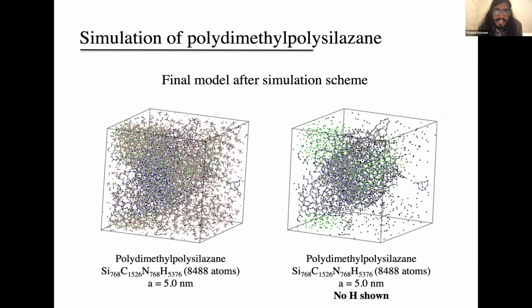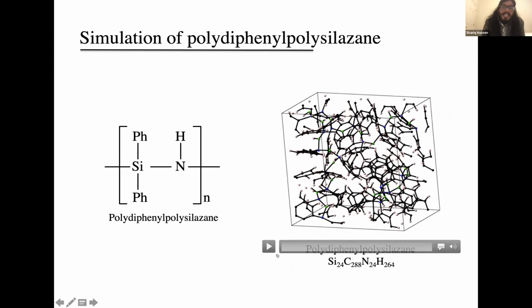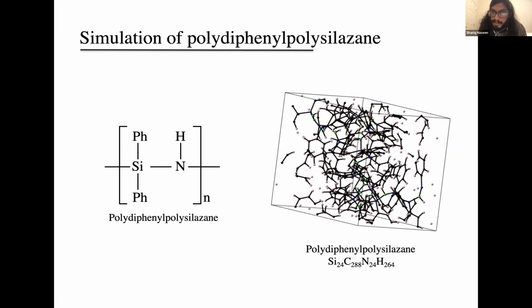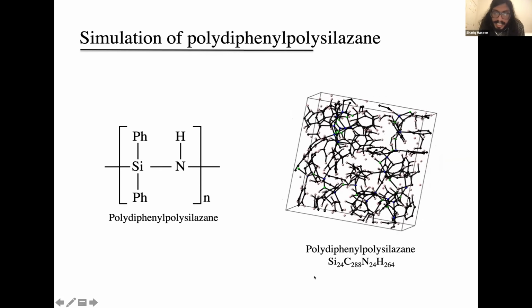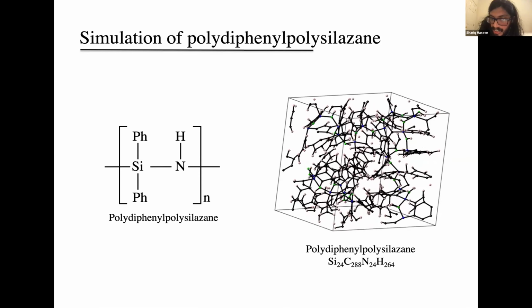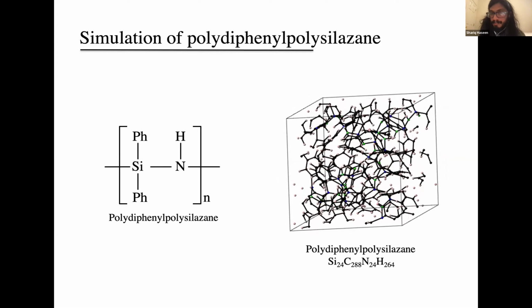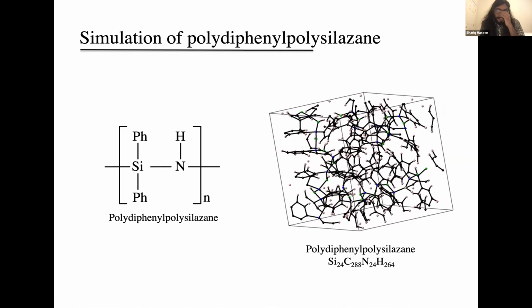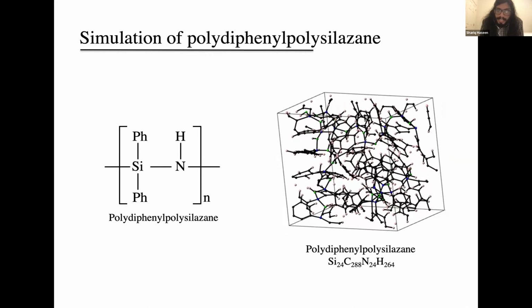Then we take a look at polydiphenyl polysiloxane. So just like polydimethyl polysiloxane, but we replace the methyls with phenyl groups, and our model is on the right. You can really see those 6 rings pretty easily. Again, the structure is completely intact. If you look at the composition, the number of atoms and the SiCNH in the bottom, you can see that there's a lot more carbon atoms than there are silicon atoms, and what we're really looking for is maybe the formation of any kind of free carbon structure whenever we do simulations.